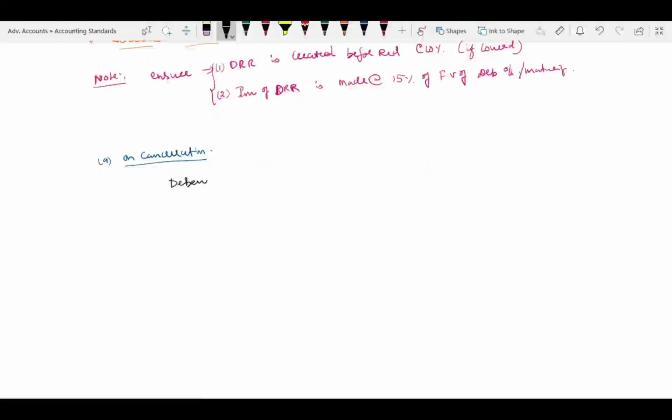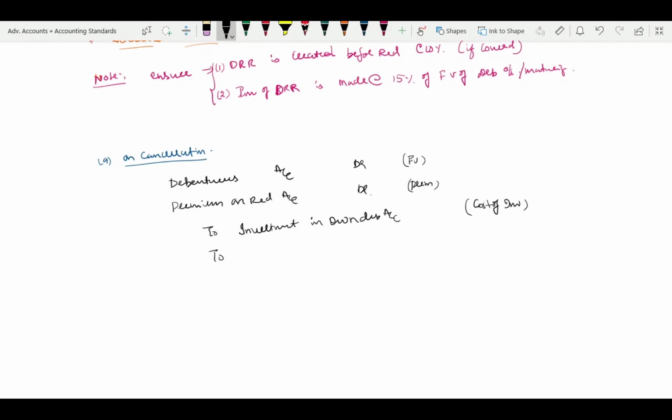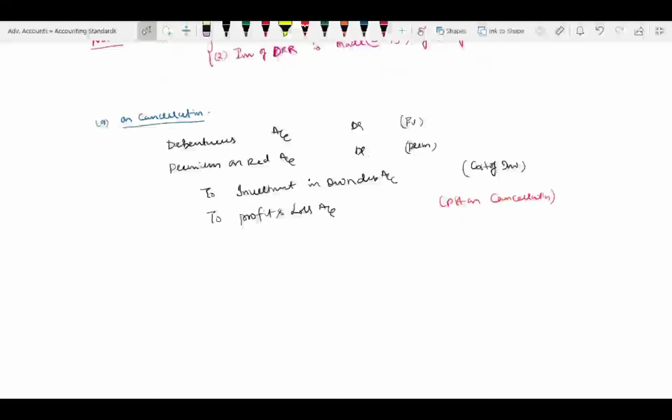So debentures account debit, always at face value. Premium on redemption account debit, if it is there. To investment in own debentures account, which is the cost of investment, to profit and loss account, which is profit on cancellation.